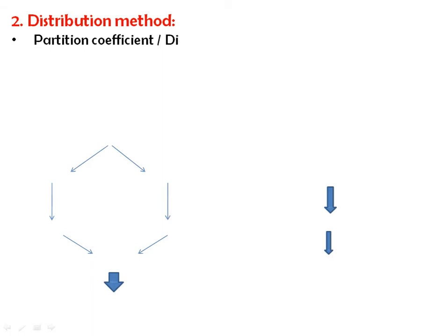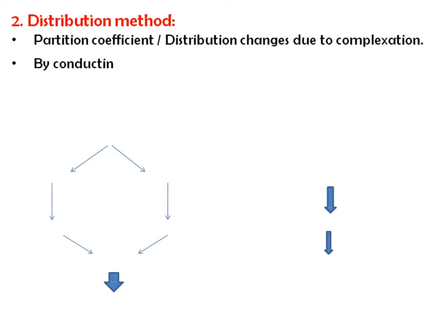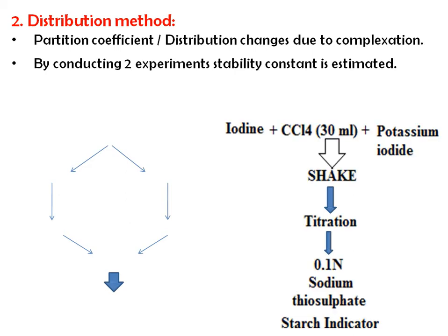Second method is the distribution method. In this distribution method, it's similar to your partition coefficient determination. Change in the distribution is because of complexation. By conducting two experiments, stability constant is estimated.